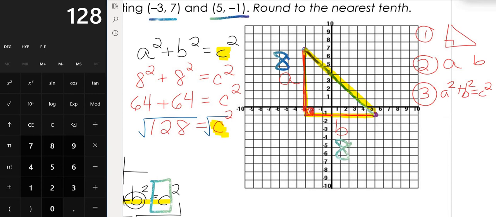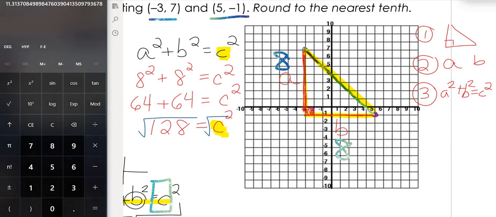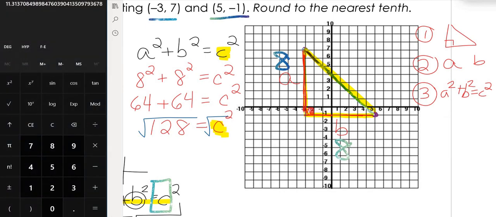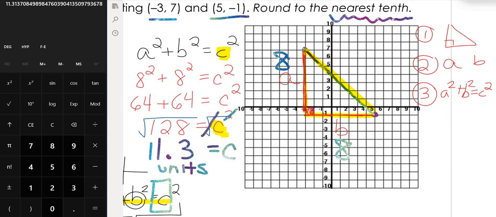So let's go ahead and do the square root of 128. In the calculator, I have 128. I click square root, and there I go. I get 11.3137. They said round to the nearest tenth. So 11.3 units is equal to C because the square and the square root cancel each other out. So the length of this line segment is 11.3 units.